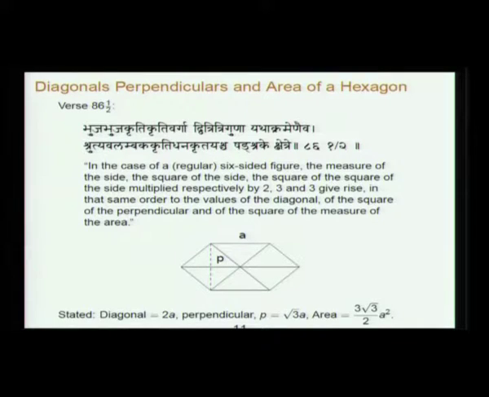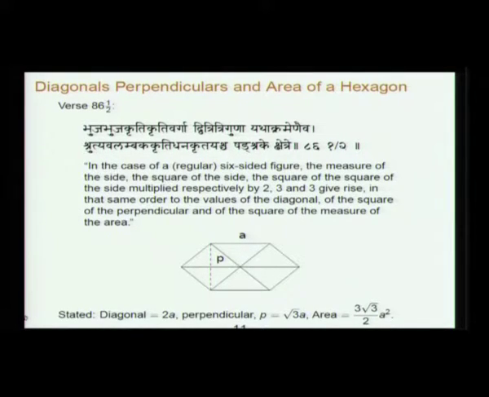Then the diagonals, perpendiculars and area of a hexagon. So, he gives it in the next verse. Bhuja bhuja kruti kruti varga dvit tritiguna yatha kramenaiva shutya avalambaka kruti dhana krutayascha shatshake kshetre. So, in the case of a regular six-sided figure, the measure of the side, the square of the side, the square of the square of the side multiplied respectively by 2, 3 and 3 give rise in the same order to the values of the diagonal, of the square of the perpendicular and the square of the measure of the area. So, that is what he is saying.